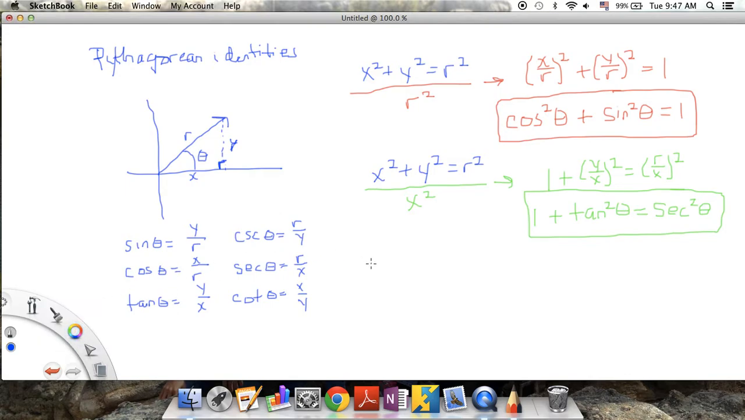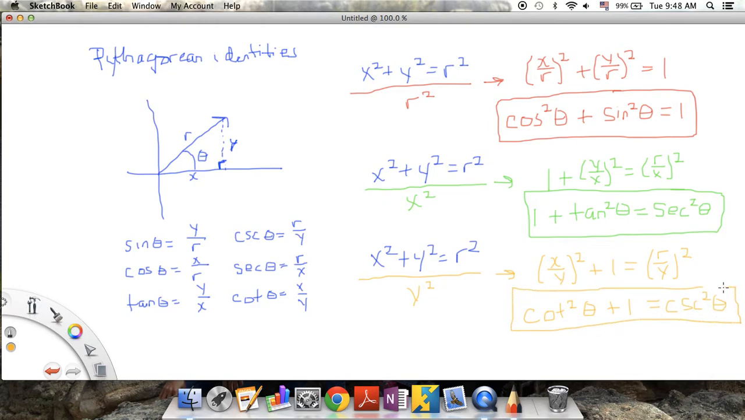So let's try this one more way. If we divide through by y squared this time, we end up with (x over y) squared plus 1 equals (r over y) squared. Again, look over here, x over y is cotangent. So cotangent squared plus 1 equals, and r over y is cosecant. And here's our last Pythagorean identity.